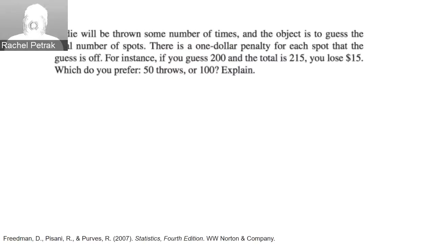hopefully chapter 18. So a die will be thrown some number of times, we don't know, and the object is to guess the total number of spots. There's a $1 penalty for each spot that the guess is off. For instance, if you guess 200 and the total is 215, you lose $15. It's an absolute loss based on the absolute difference between your guess and the total. So would it be better to choose 50 throws or 100 throws?